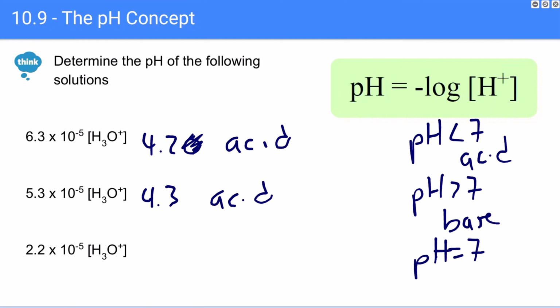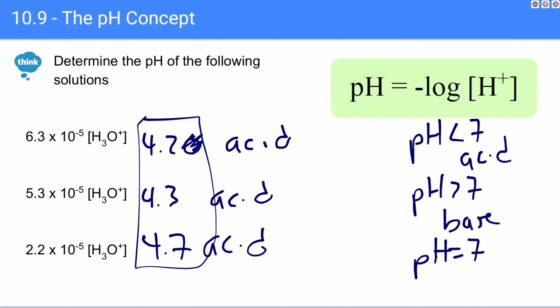And then here, 2.2, oops, negative log. Follow your own directions, Joe. Seriously. You're trying to help people here. 4.7. So all these are acids. Okay, but again, the numbers there are much easier to interpret than, say, the exponents that are available. All right, let's move on.